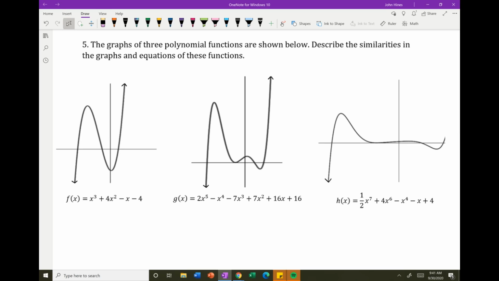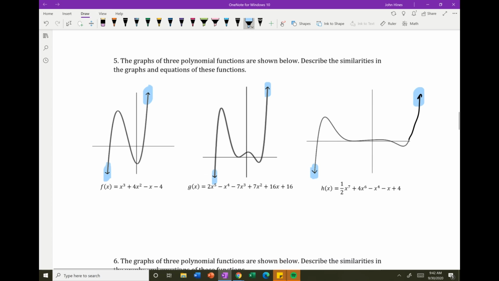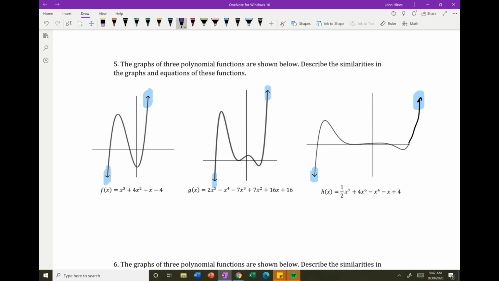All right. The graphs of three polynomials are shown below. Describe the similarities and the differences here. So notice this time the end behaviors are different. Starts low, ends high. Starts low, ends high. Starts low, and I don't know what happened to the rest of this graph, but it ends high like that. So let's describe the end behavior.